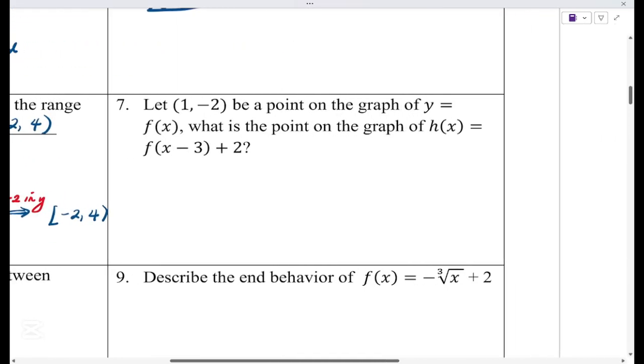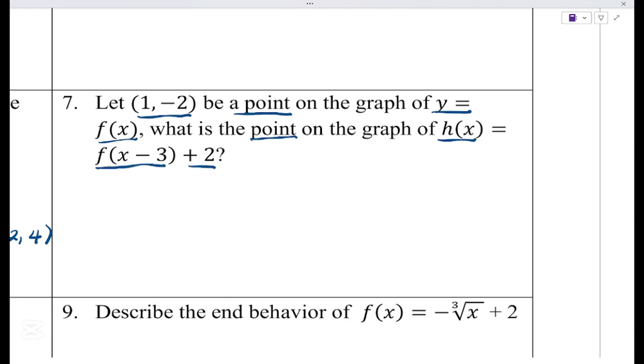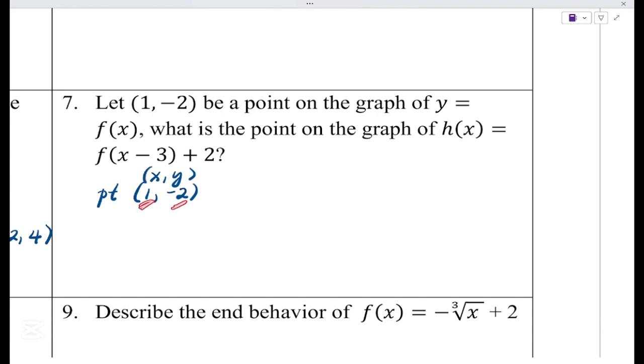Then for question number 7, let this 1, negative 2 be a point on the graph of f of x. What is the point on the graph of h, which is f of x minus 3 plus 2? So let us analyze when we say a point. When we say a point, 1, negative 2, this represents x, y. So the first value is x and the second value is y.